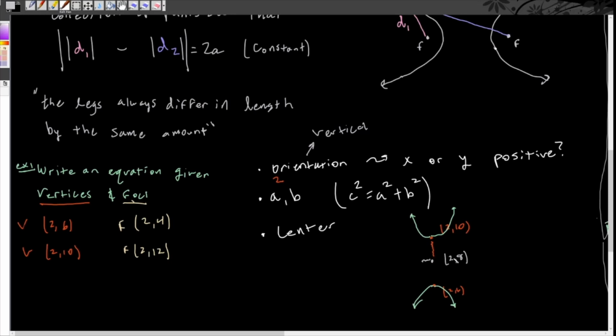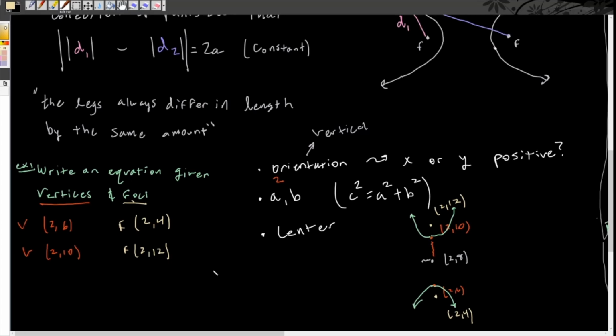So c squared equals a squared plus b squared, and we do have c. I'm just going to draw these foci. One focus is at 2, 4, that's the bottom one. And the other focus is at 2, 12, that's the top one. So that means c is 12 minus 8, 4 units. Notice this yellow dot is 4 units away from the gray dot. So c is 4 units.